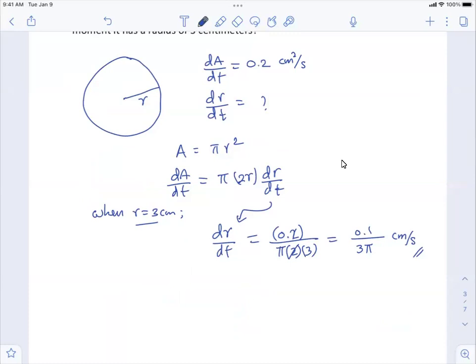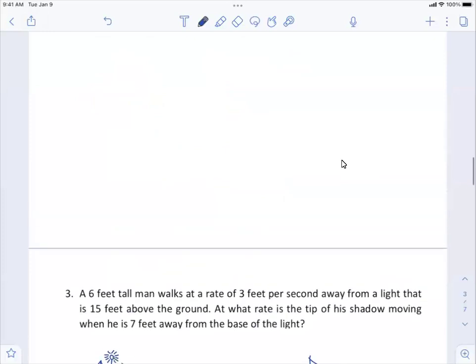So that will result in the rate of change of the radius being none other than 0.1 divided by 3 pi centimeters per second. And on this occasion, you do not need to simplify any further. It's the final answer. Now let's proceed to another example.